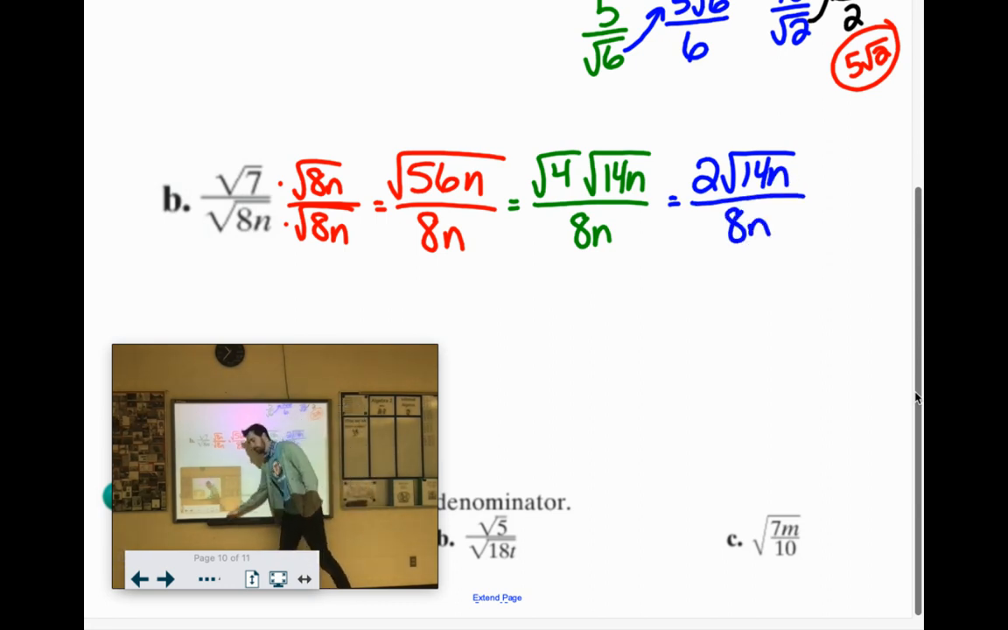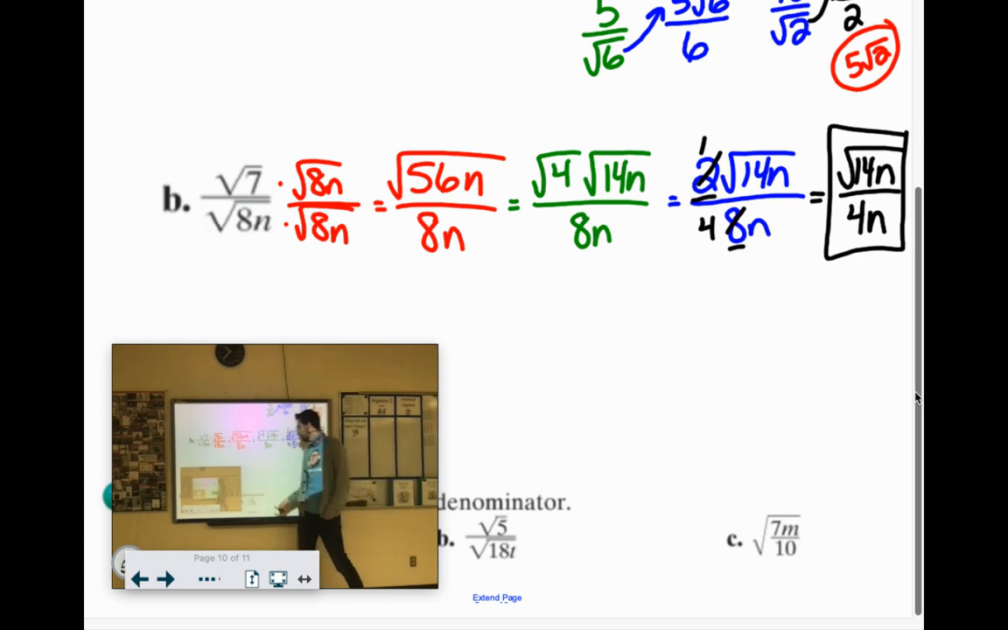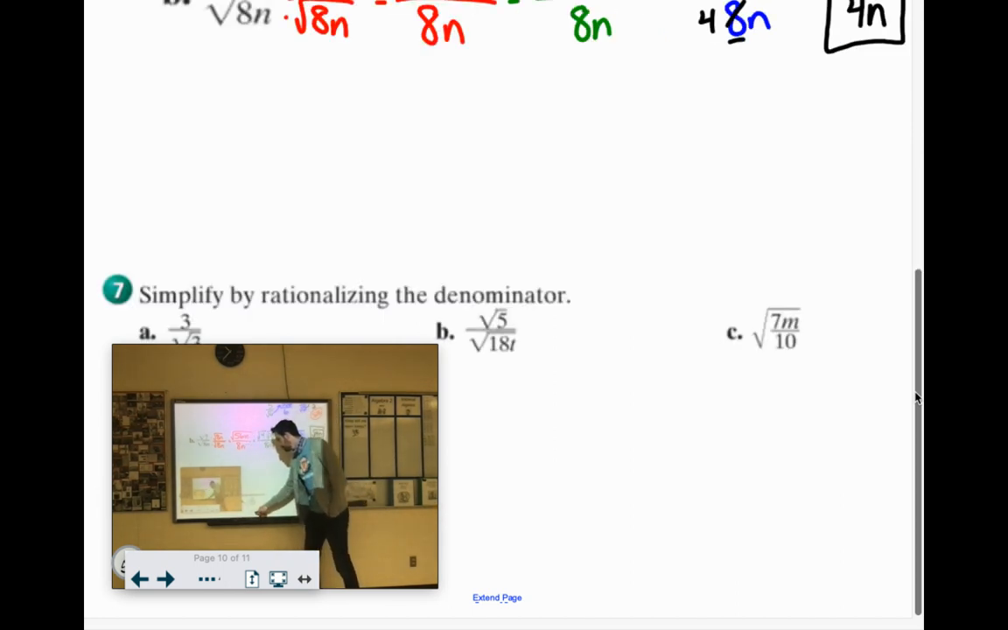And then we're able to simplify the stuff outside the radicals. Think of the fraction 2 over 8. That would reduce to 1/4. So this becomes a 1, this becomes a 4, so our final answer would be 1 root 14n over 4n. That's probably the most consistent way to do the problem.